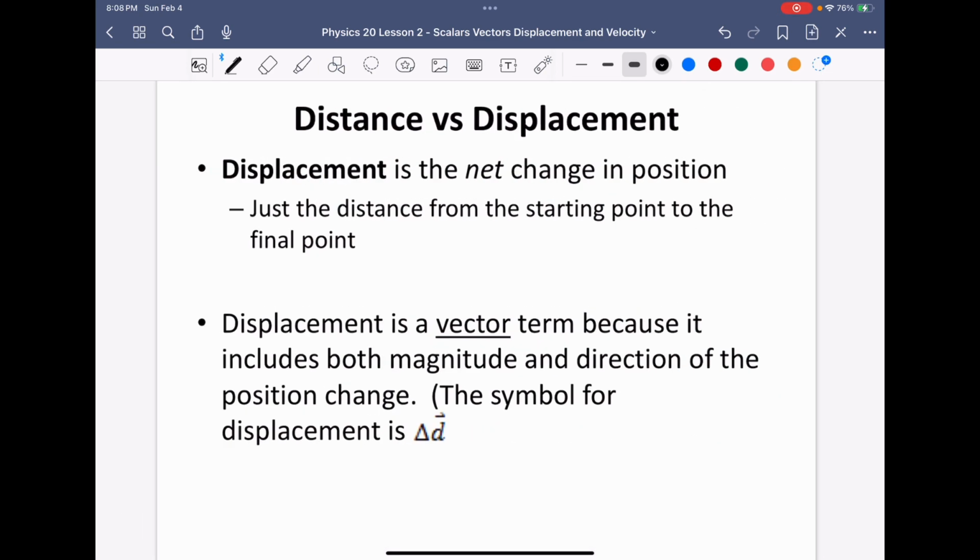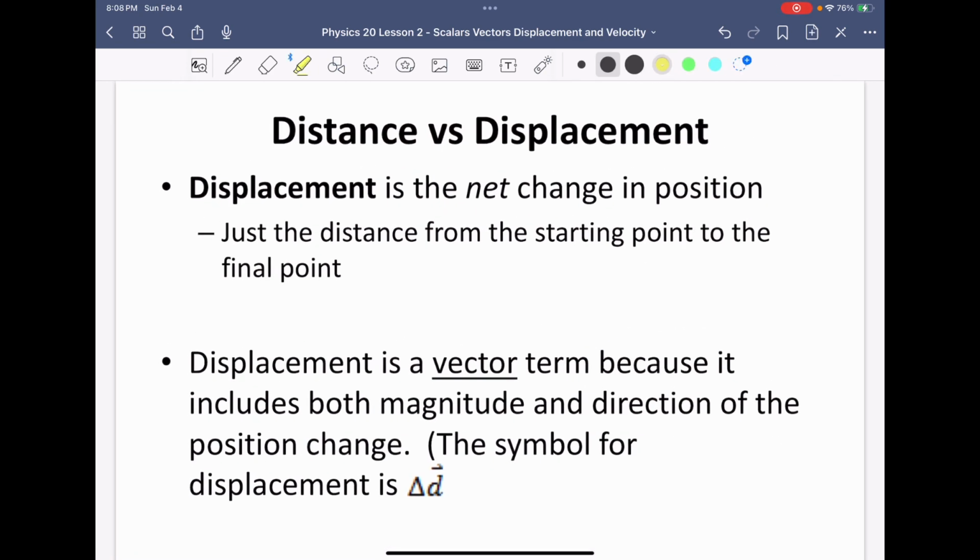All right, now displacement. We need to highlight this huge difference between distance and displacement. Displacement is the net change in position. So we take it from the starting point to the final point only. And so unlike distance, where I just took all these things and added them up, I need to now account for direction, and that direction will have an impact on the overall from where I start to where I end.